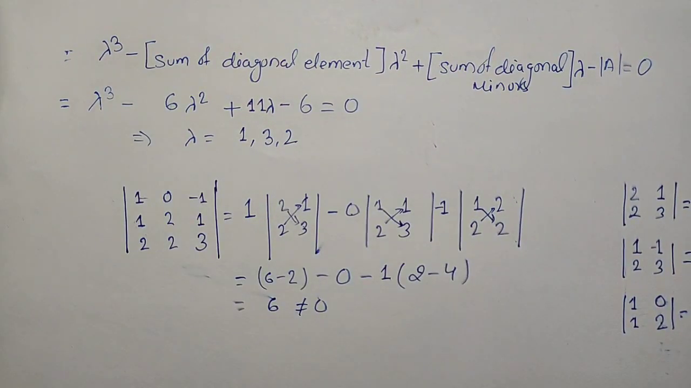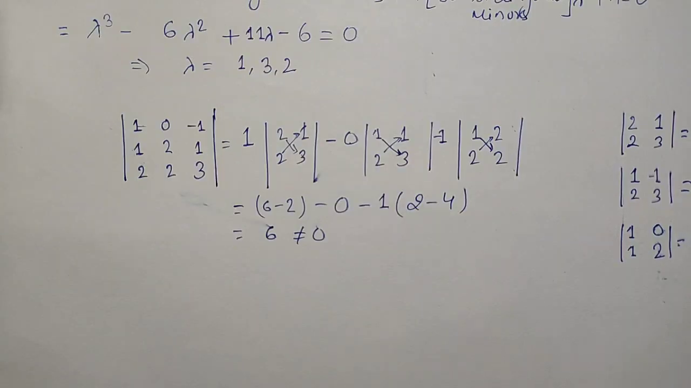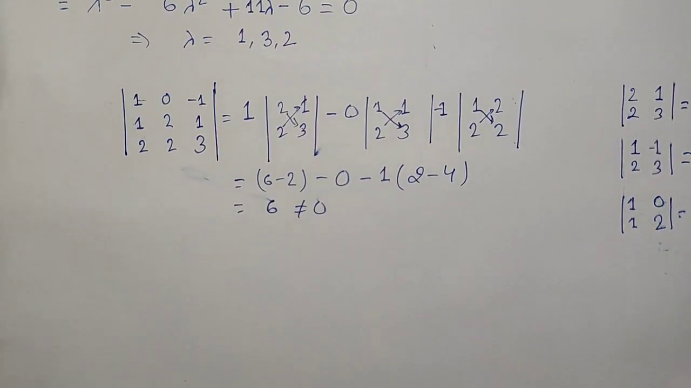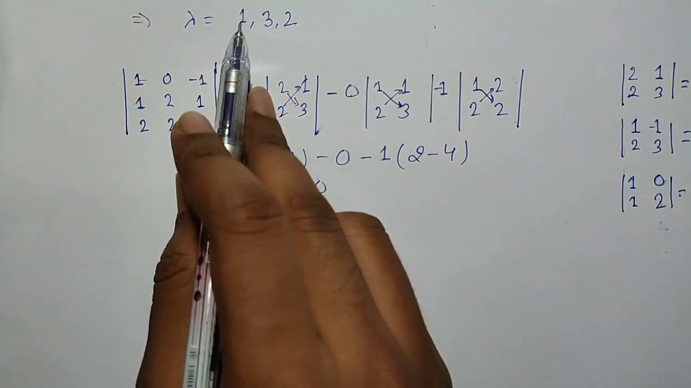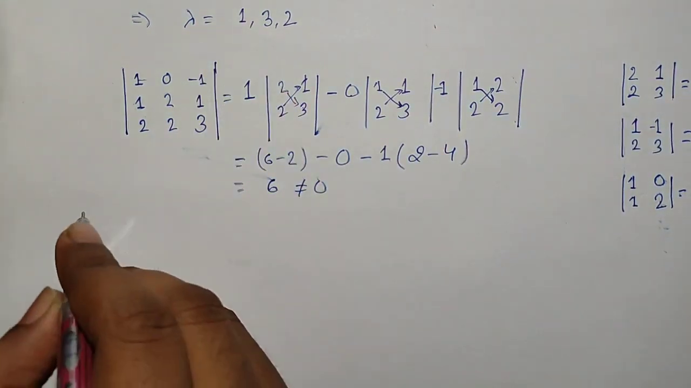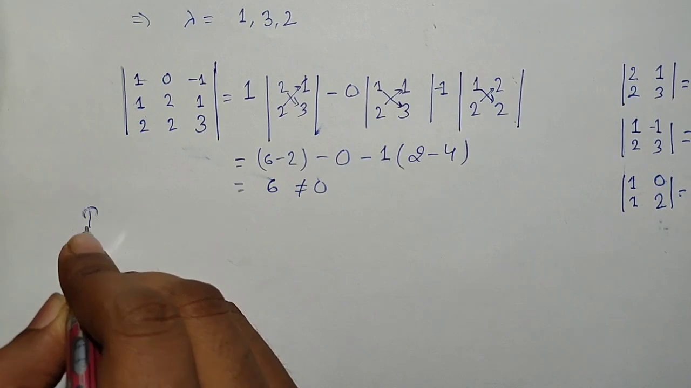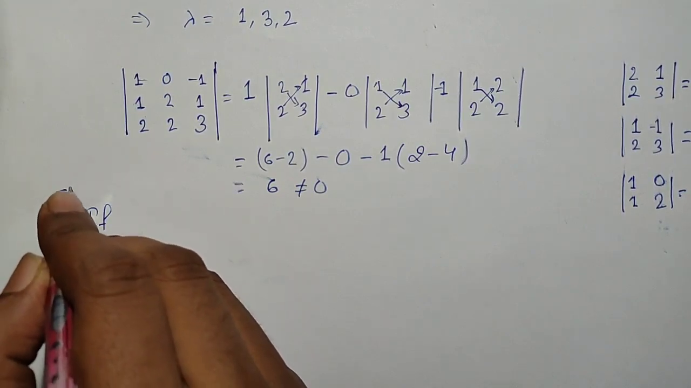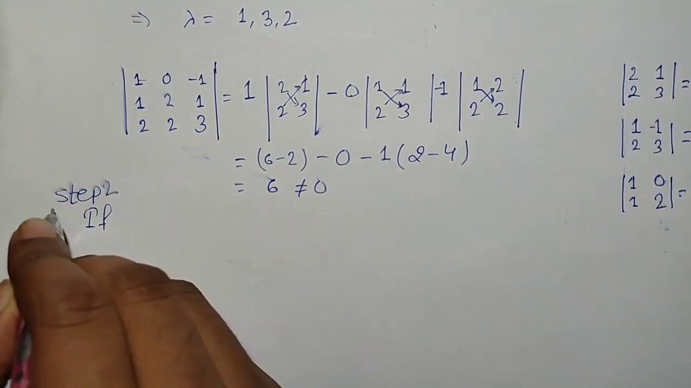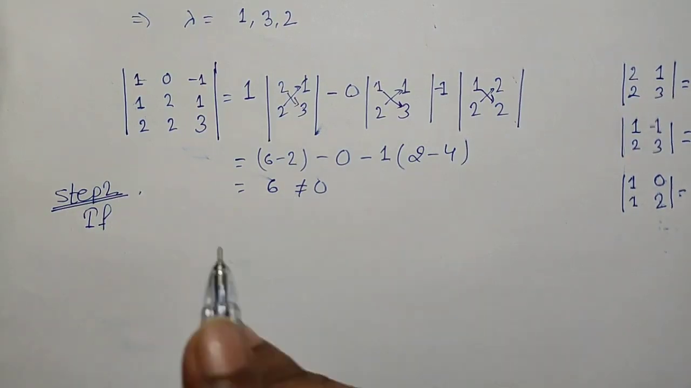Now time to calculate the eigenvectors. So guys, to calculate the eigenvector, what we need to do is take the values of the eigenvalues one by one. So first let us take, let this be step 2, because in step 1 we have calculated the eigenvalues.